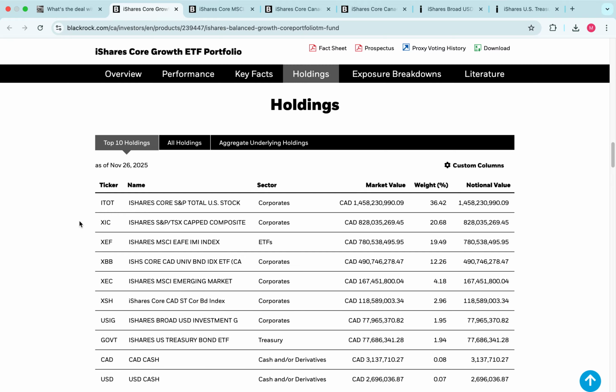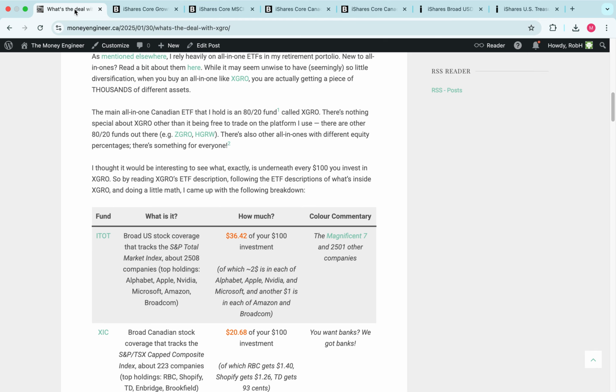So the first thing they'll show you is the top 10 holdings. And like I mentioned, XGRO is a fund of funds. So what you're going to see as their top holdings is a bunch of other ETFs, which is fine. Right now, and this is as of November 26th, ITOT is 36.42% of the portfolio. Another way of thinking about that is for every $100 you invest in XGRO, you're actually putting $36.42 into ITOT, which is how I get the first number here, 36.42.